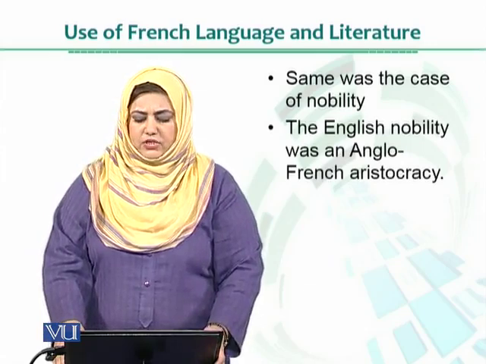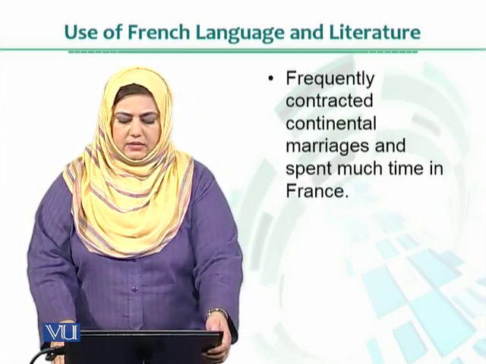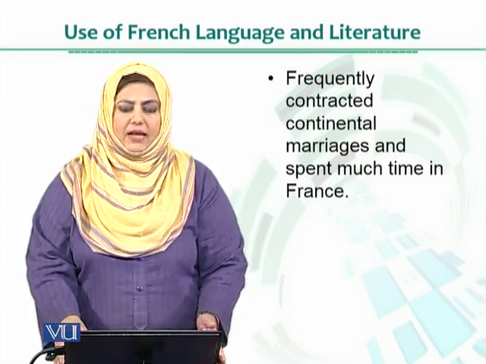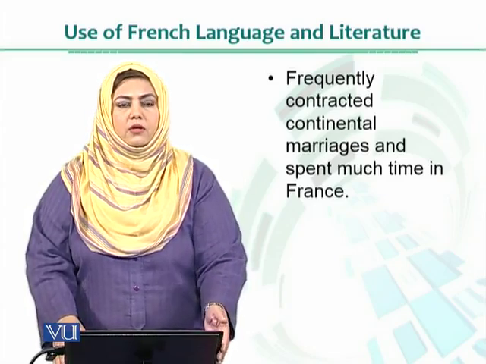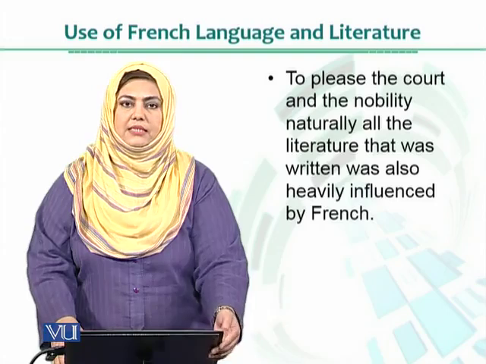The English nobility was an Anglo-French aristocracy. They had possessions on the continent. They would frequently have contacts. They would have marriages, and would keep on traveling from one of these areas to the other.